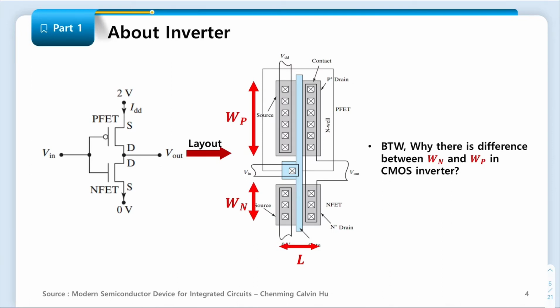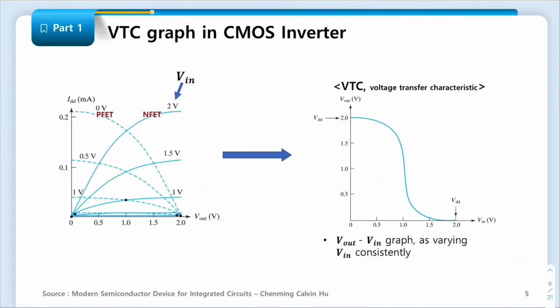In this slide, you can see the CMOS inverter circuit and its layout. By the way, do you know why there is a difference between the width of PMOS and NMOS? In this presentation, I'm gonna especially pay attention to the width of each transistor. So, giving the answer first, the reason why there is a different width is definitely to get symmetric characteristic of the VTC graph.